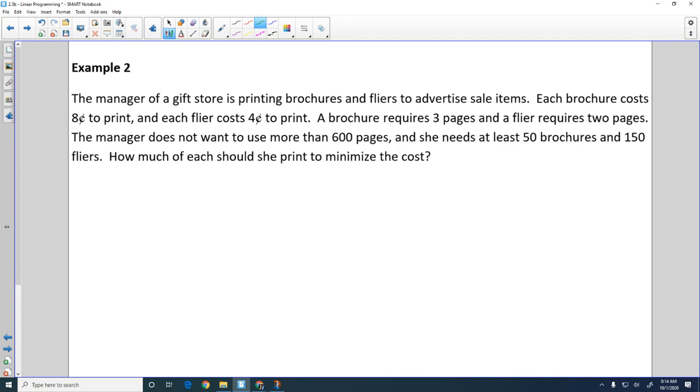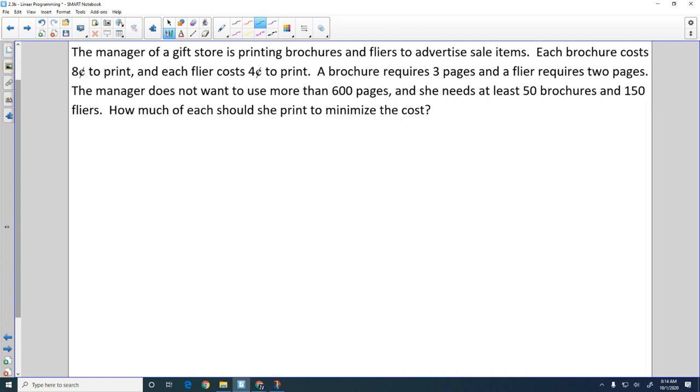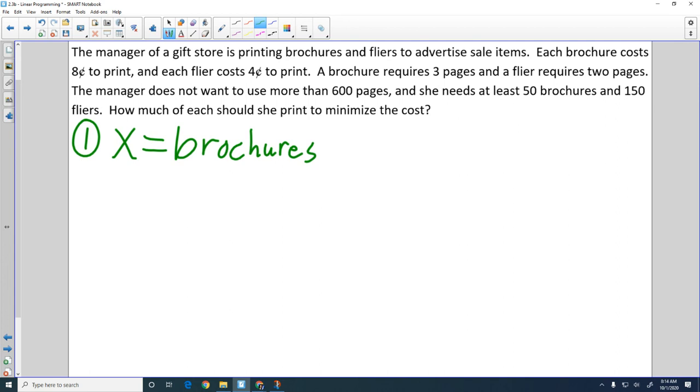All right, there's like 20 numbers in that problem, right? How are we going to figure this out? Well, just follow the steps. Step 1, define your variables. What are the 2 unknowns in this problem, everybody? Brochures and flyers. So let's say X equals the number of brochures, and Y is going to represent the number of flyers.